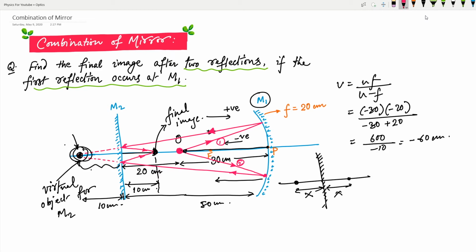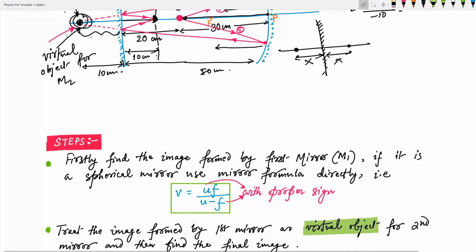But in order to make the solution easier, what we did is we found this point and considered it as a virtual object for M2, and we easily found the final image. This is how you need to find it. I hope the concept is clear. Now let me explain it in easier terms and things will be much clearer. So let's write down the steps.